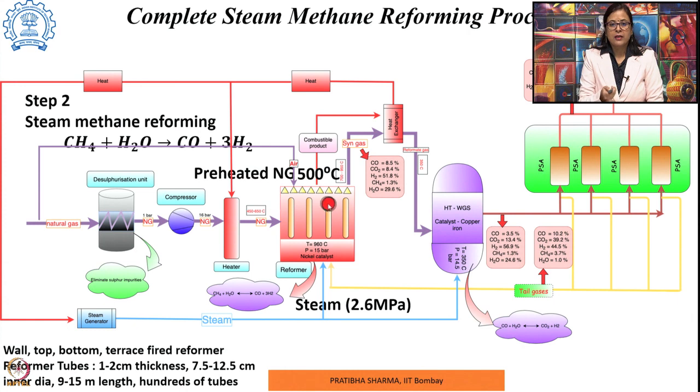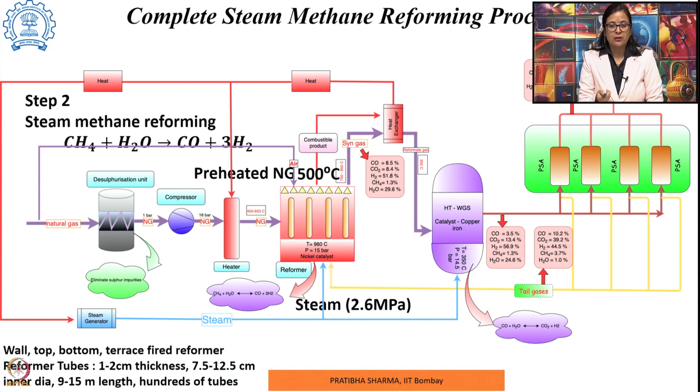Now the heat which is required for the endothermic reaction that takes place in these reformer tubes is supplied by the combustion of the fuel, which is again natural gas, along with air which is fed to the burners. On the combustion of it, it supplies the required heat.